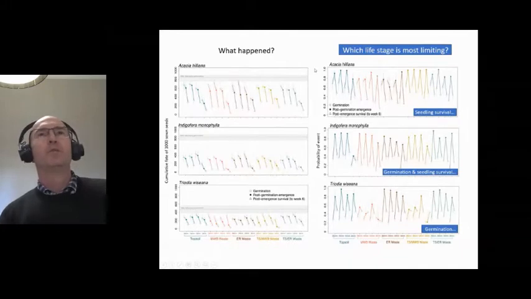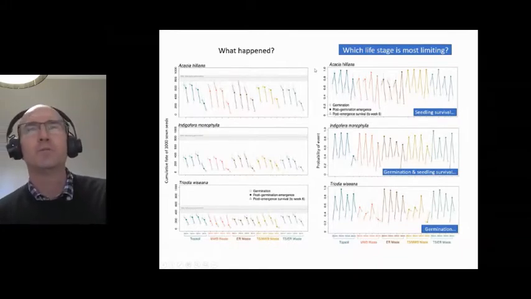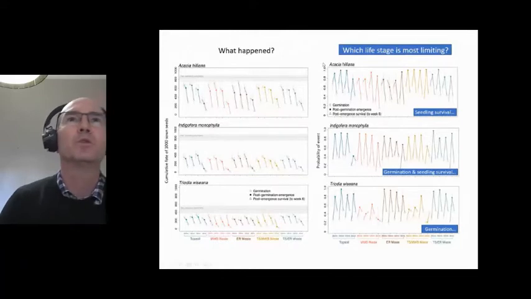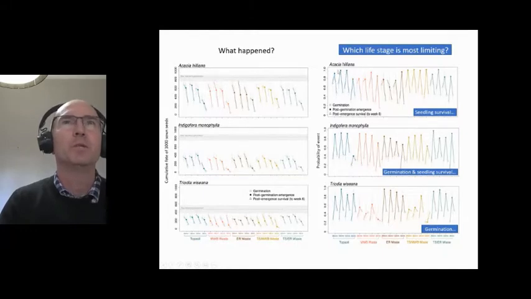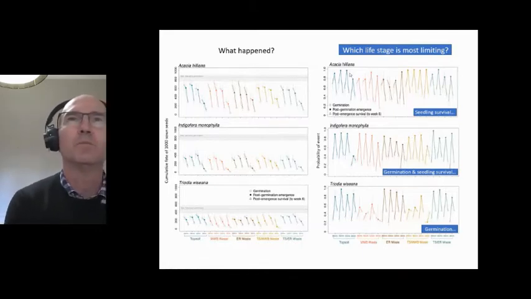So if we move to the right-hand panel, this is modelled data. This is actually modelling the probability of the seeds transitioning between those 3 life stages: germination, emergence, and establishment. I think what is most obvious here is that the probability of germinated seeds to emerge is very high. So for all species, we found that post-germination emergence was high.